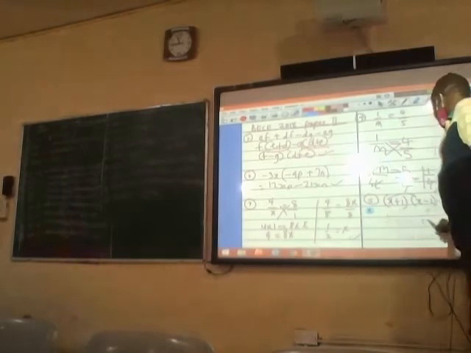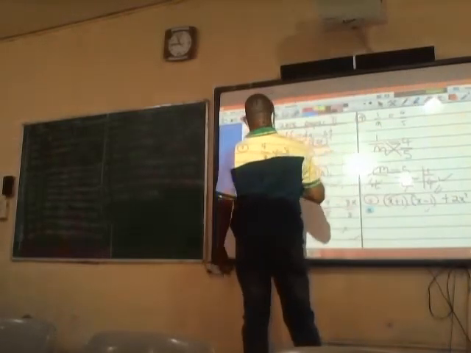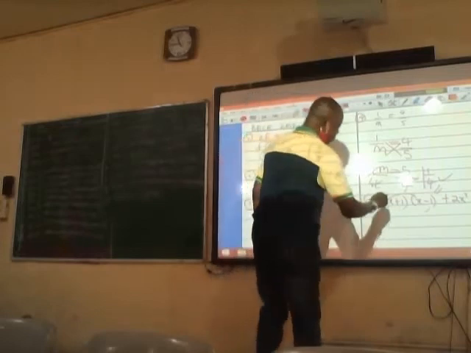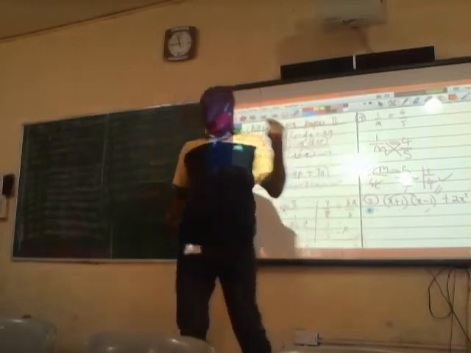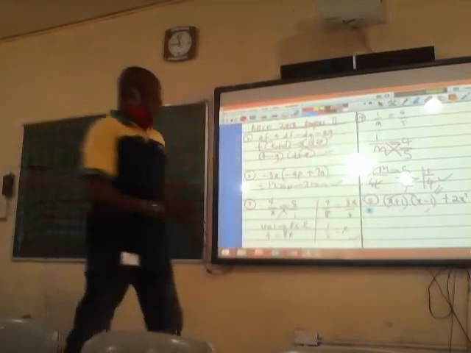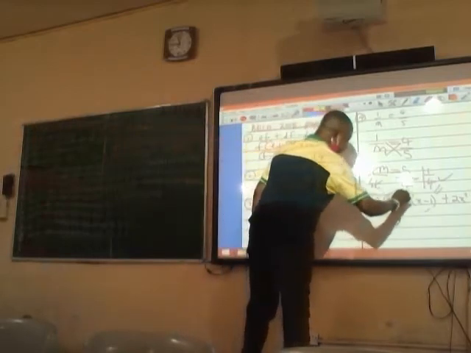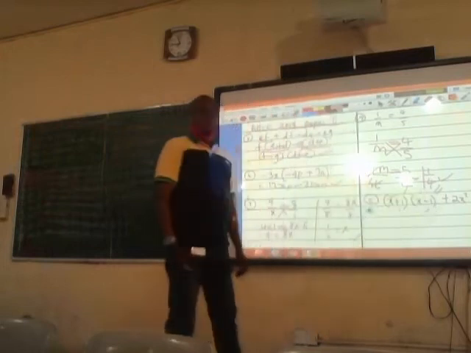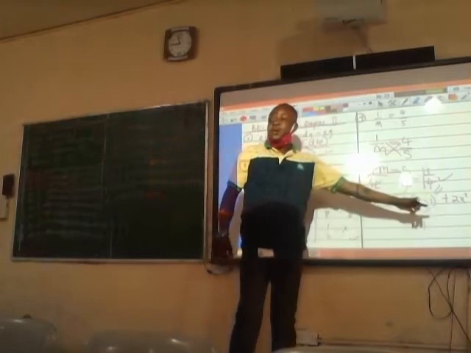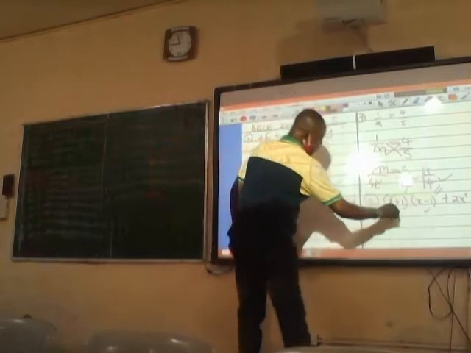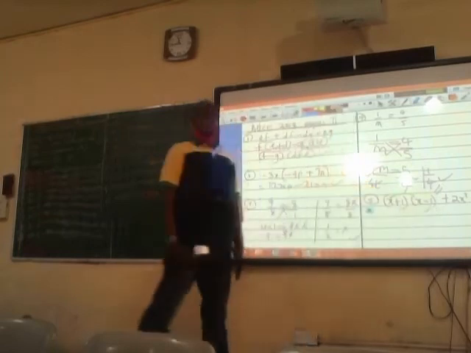72. So the first thing there is to expand. When you are expanding this, each term in the first bracket, you multiply the second bracket. That means x multiply x, then x you also multiply minus 1. Then similarly, the 1 will multiply x, and the 1 will also multiply minus 1.